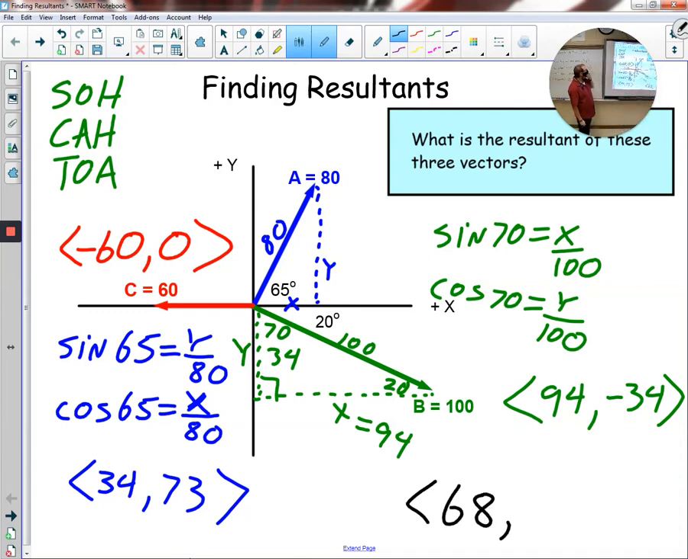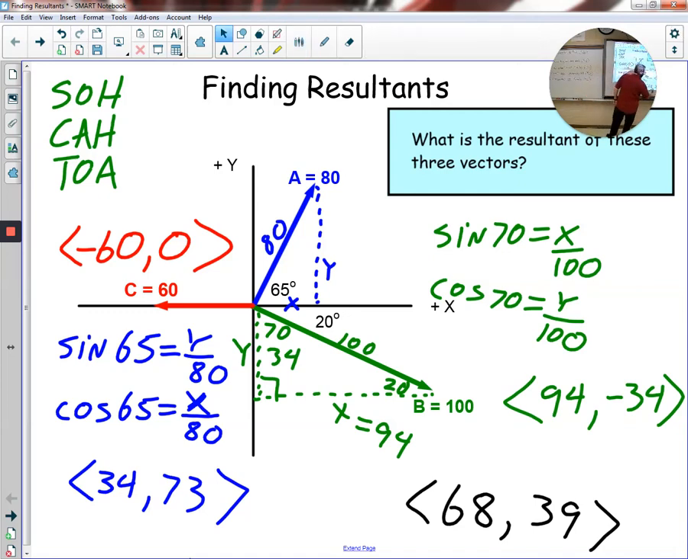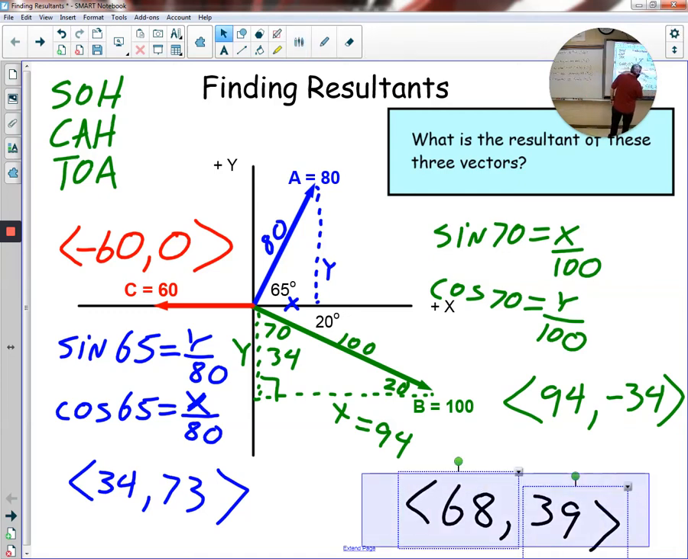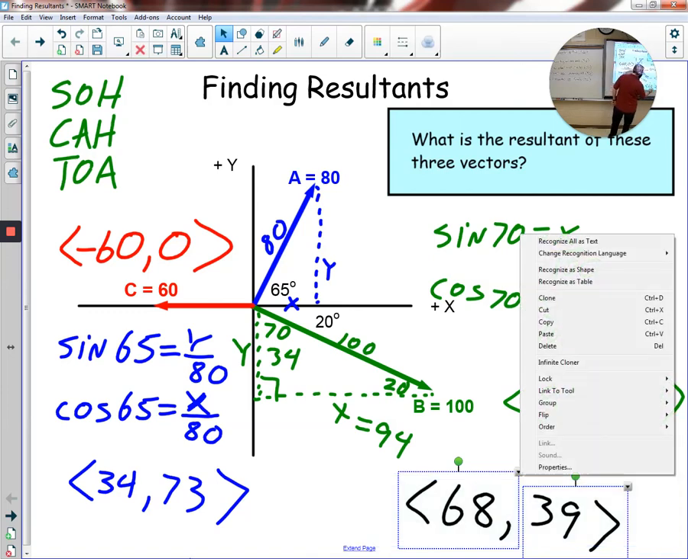Let's add up our y's. What is negative 34 plus 73 plus 0? Positive 39? One second, let me check. Can you confirm that? Yeah. Okay, 73. I got positive 39.